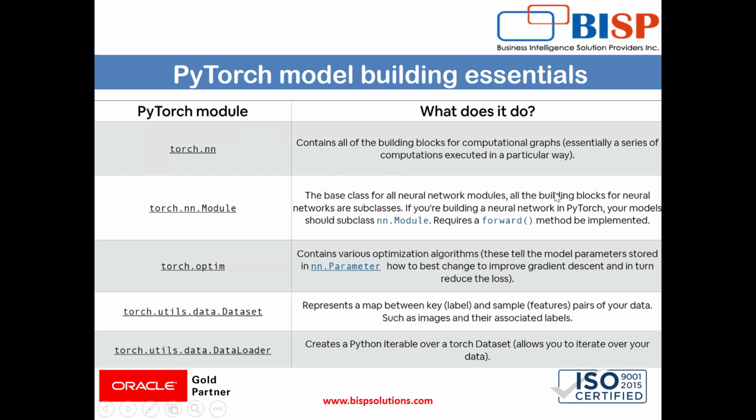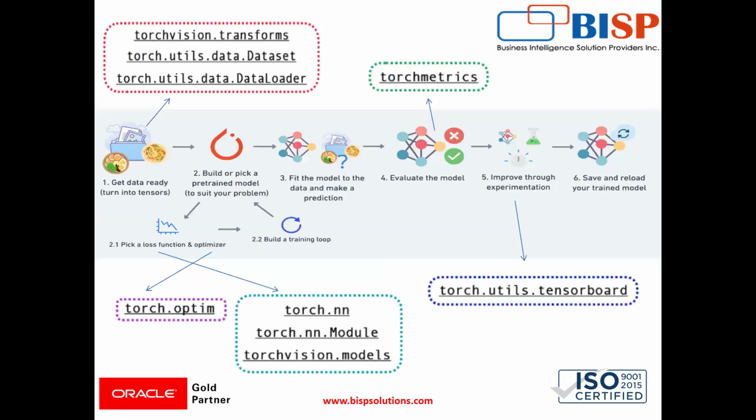Okay. After that, look at this. These modules are used in which stage? It is written here: torchvision.transforms and utils.data.Dataset and DataLoader. These modules are used at the initial stage. Then torch.nn modules are used at the time of transformation, to fit the model to the data and make a prediction.